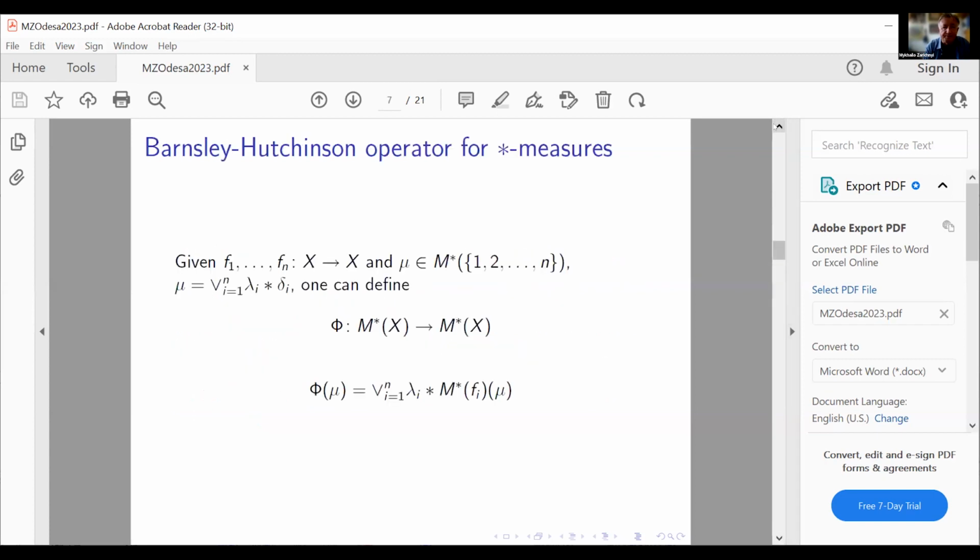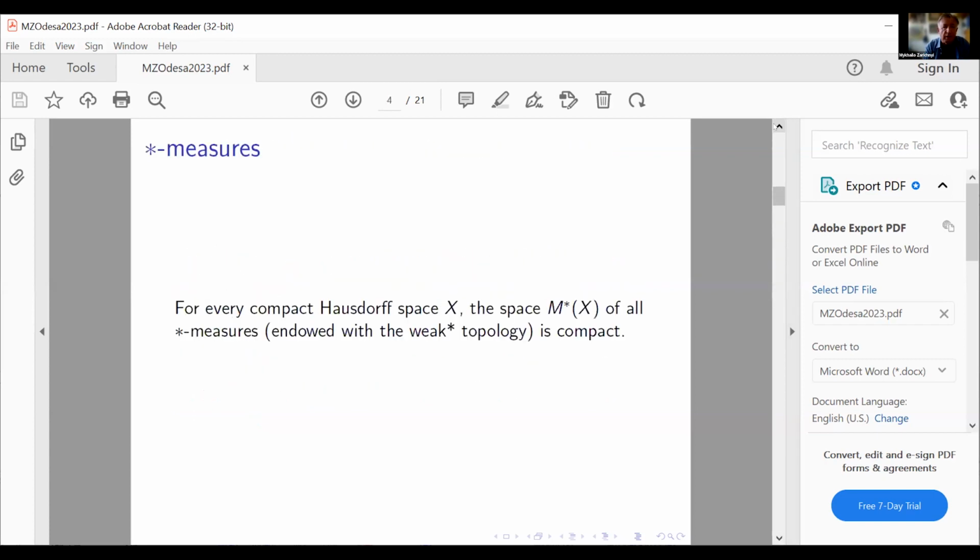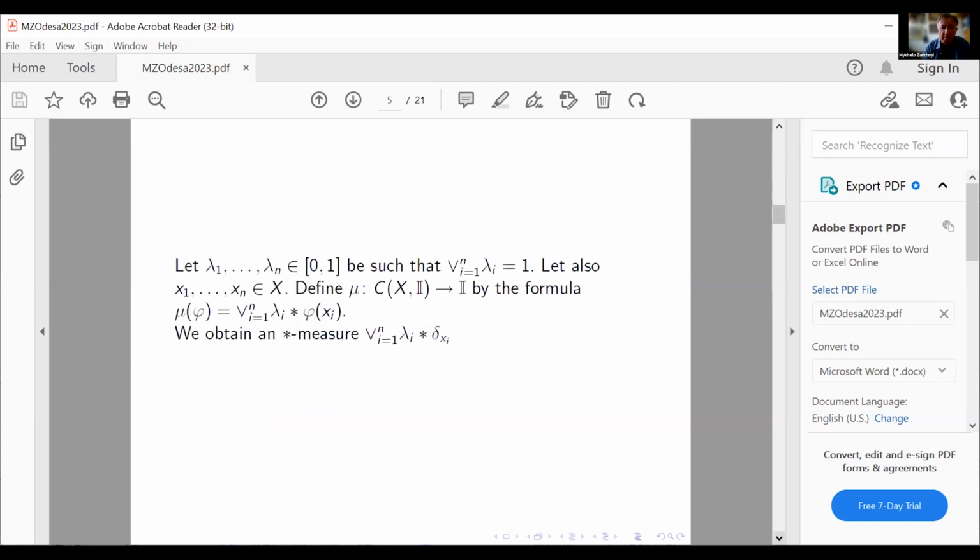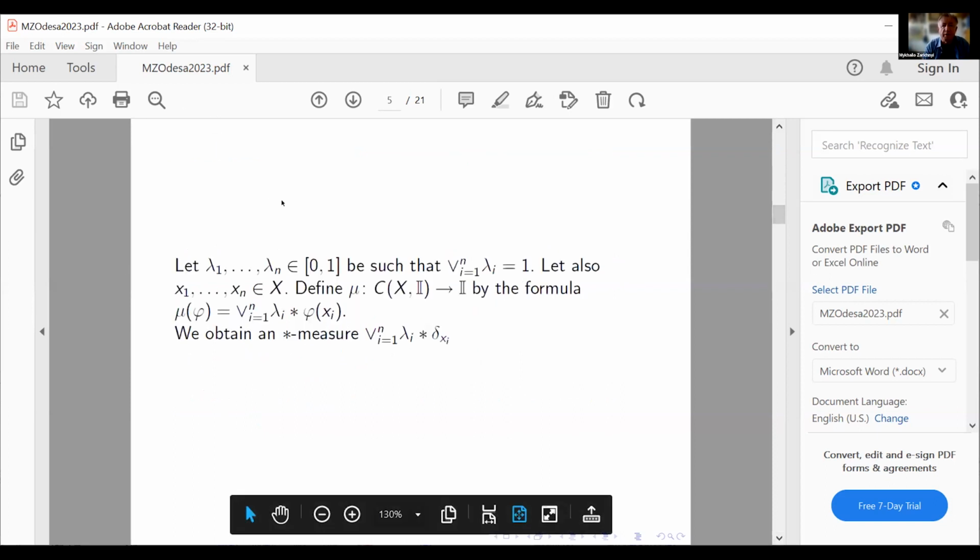And let me consider an example. A simple example of a star measure is the following.